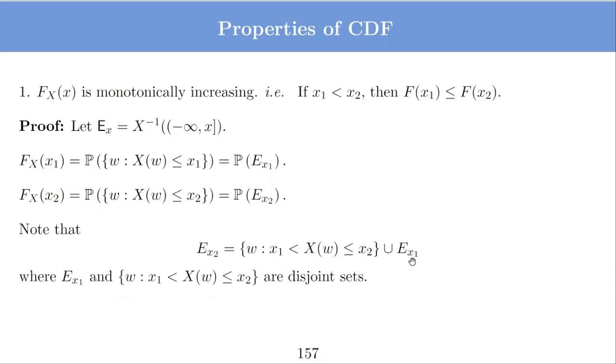If I take this set and this set, I get all omega which maps to a number less than or equal to x2. Right. Then also let us convince ourselves that this set and this set are disjoint. This is made from all omega which maps to a number less than or equal to x1, and this has all omega which maps elements to more than x1.